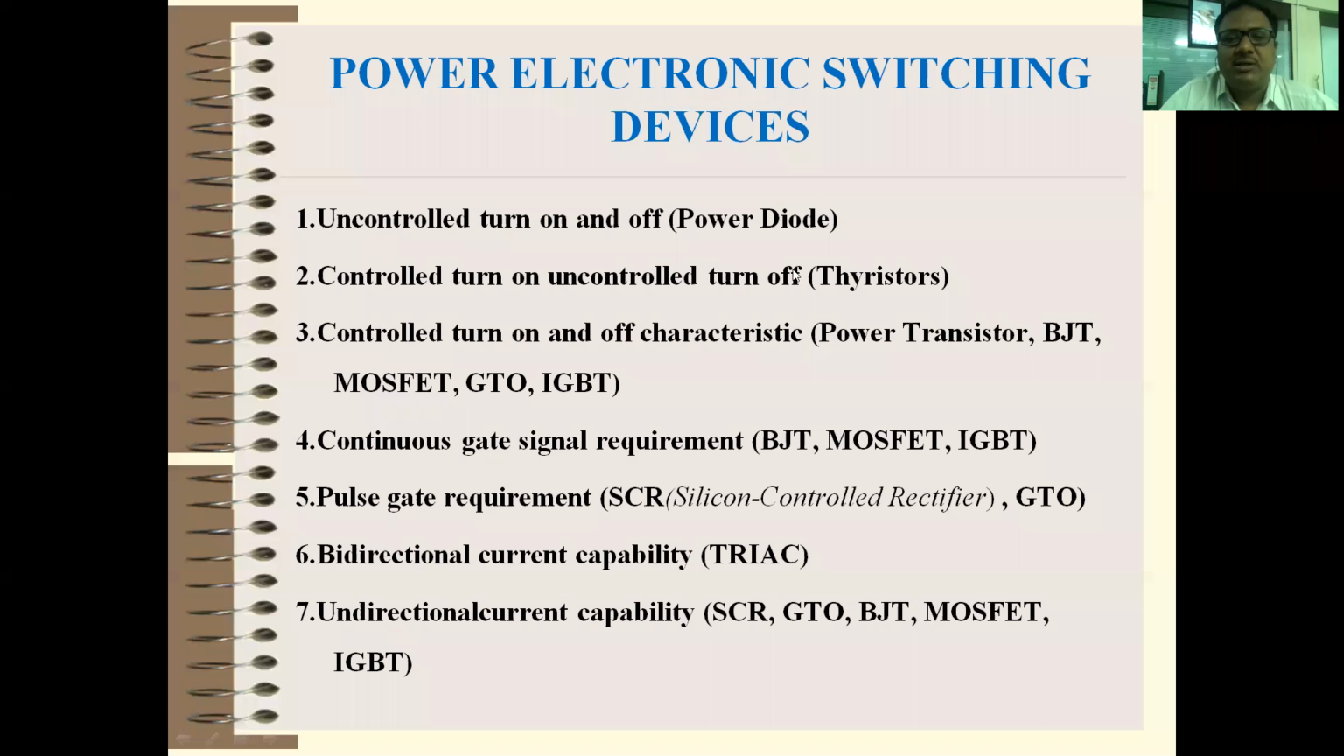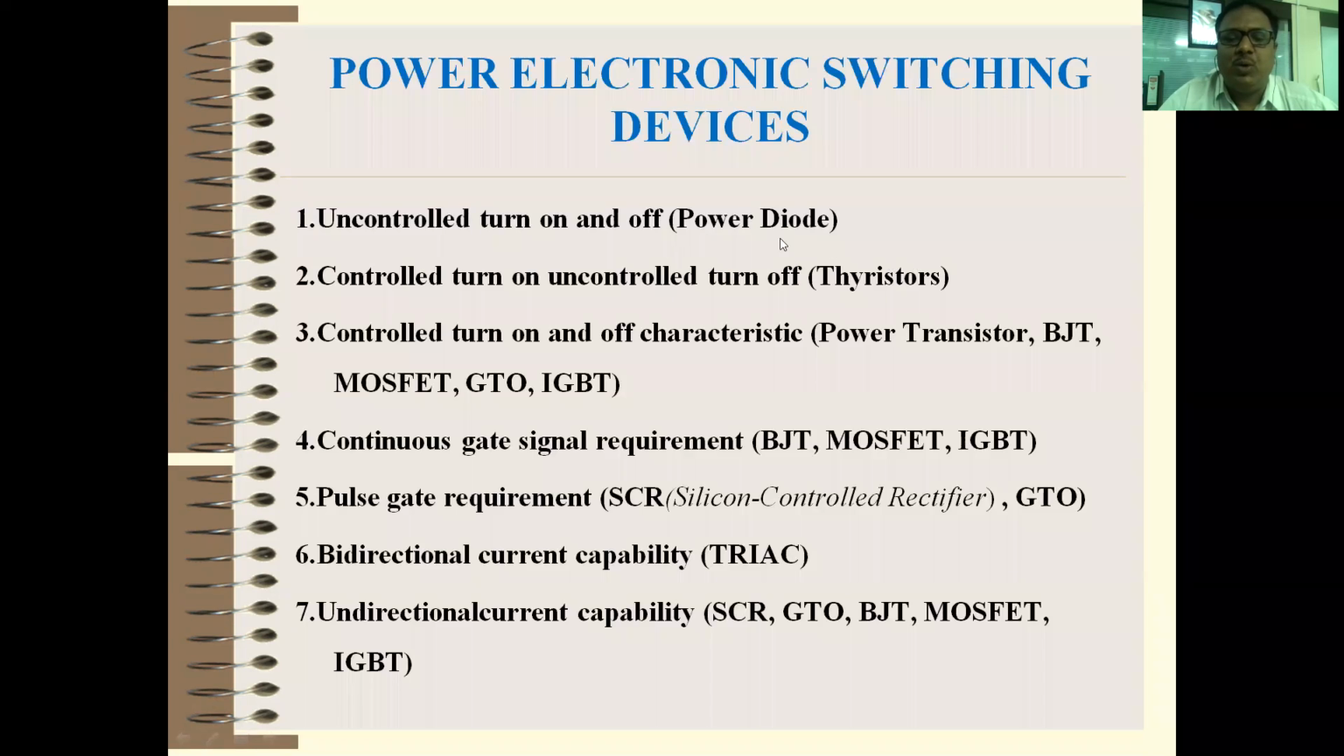So we'll see the classification of power devices. First one, uncontrolled turn on and off. Already you might have learned the diode. Similarly, a power diode is one of the power devices which is an uncontrolled device, but still it is used in power circuits.